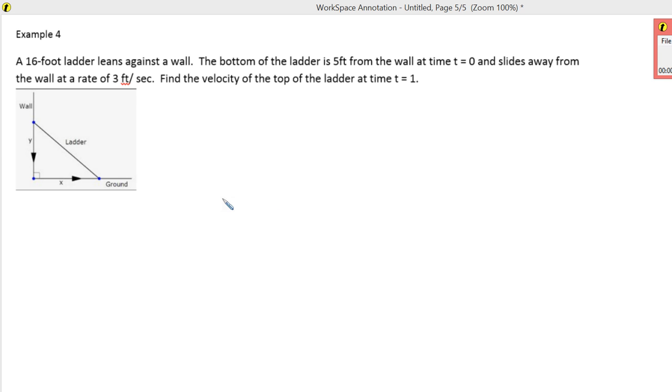Okay, this is example 4. And example 4 is a classic example of a ladder leaning against the building, which you will probably see often in related rates. So let's start by looking at some of the information that we're given. We start by being told that this ladder is 16 feet tall and that it's being pulled away from the wall. When t equals 0, it's 5 feet from the wall, and it slides away at 3 feet per second.